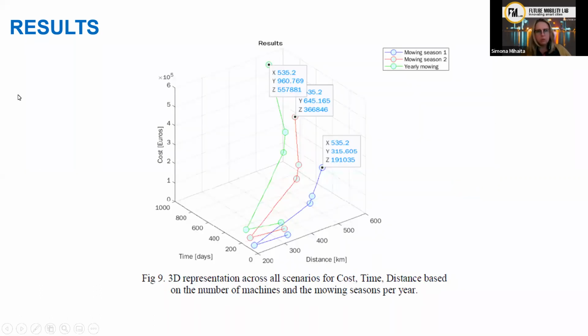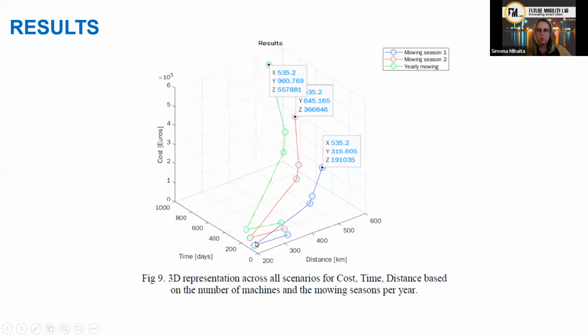When we plotted all the results across the scenarios that you have seen, you have a 3D representation. This is the distance, this is the time, sorry, and this is the cost that it would take to operate the machines. And what you see here, the bubbles are the scenarios with regards to the number of machines. So the first bubble here, let's take the blue one, is machine 1.